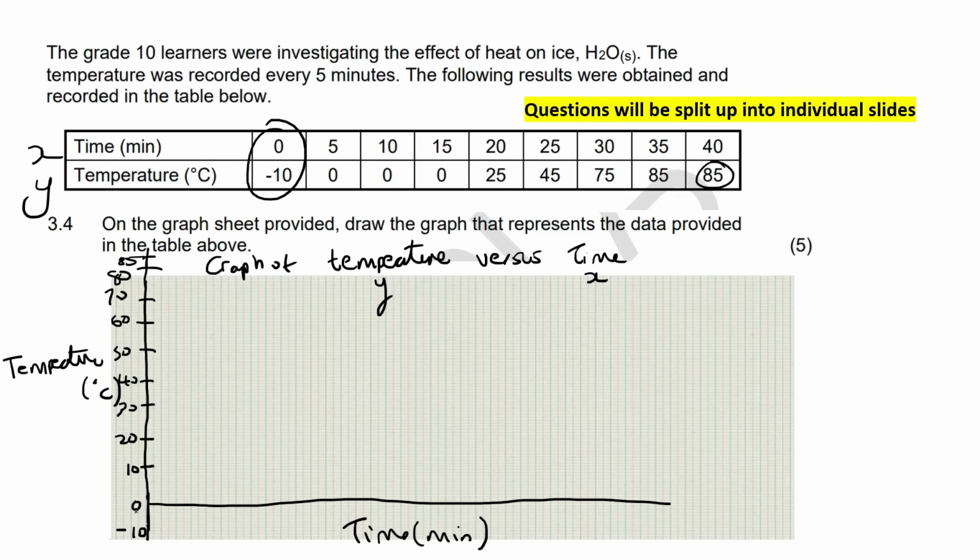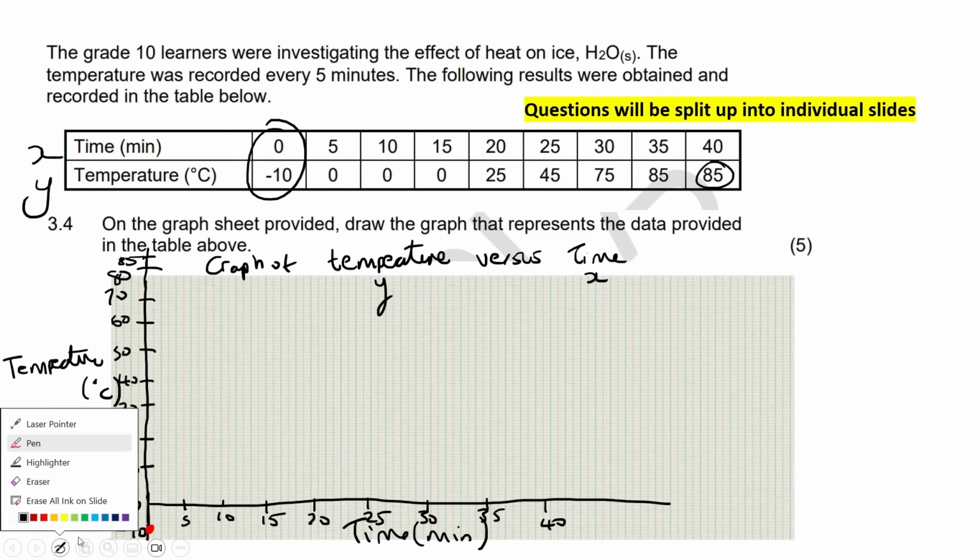So this first point is at 0 and -10, which would be over there. Then 5, oh, I need minutes on my x-axis. Okay, so it goes from 5 up to 40. So 5, 10, 15. Obviously this would be equally spaced when you are doing it with a ruler. 30, 35, 40. Okay, so then 5 and 0. So 5 minutes, 0, 10, 15, 0.